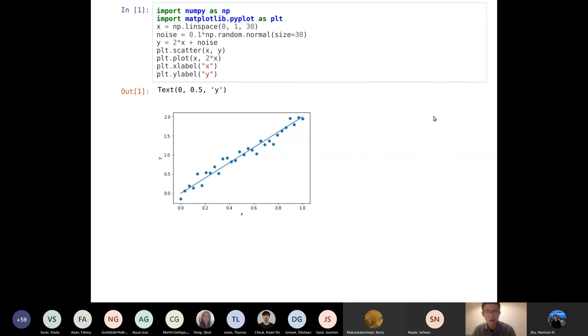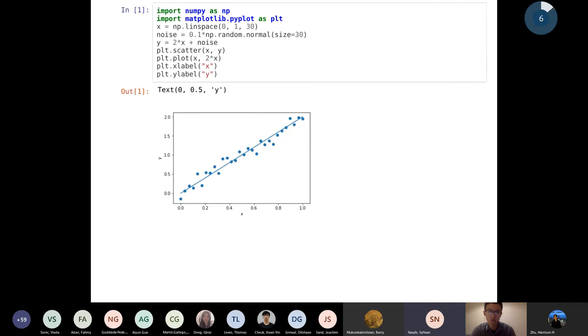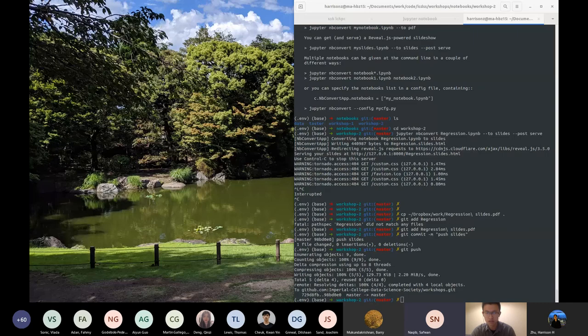Yep. Cool. So the noise, we generate it as random noise. They're basically Gaussian random variables. And we plot them, they look something like this in the graph. You can imagine here, the blue line is just the y equals 2x that we're plotting.